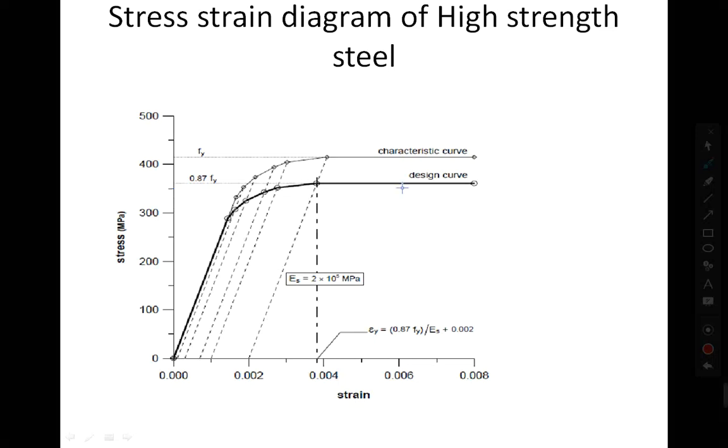So this curve has two parts. One is the linear part, up to this portion, and this portion is the non-linear part. When it reaches the yield stress, after that the stress is not varying, it is constant, but the strain continues to take place.